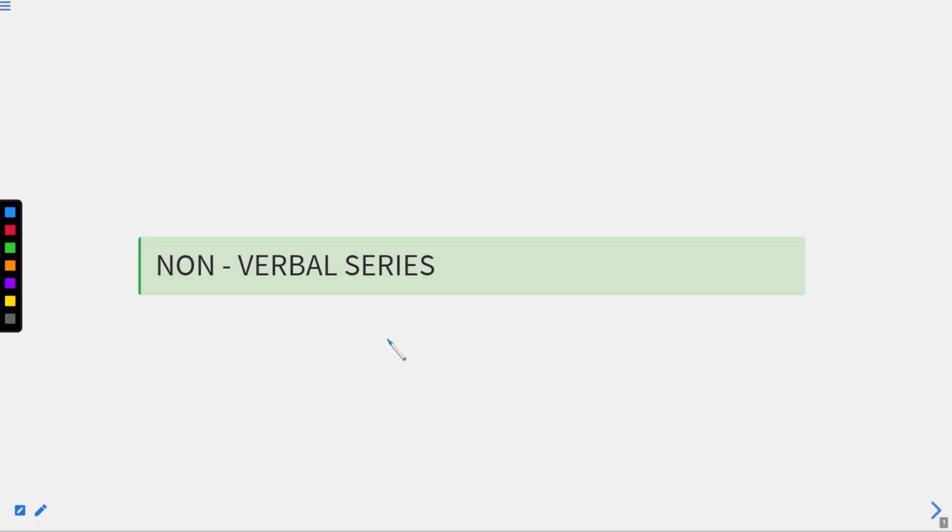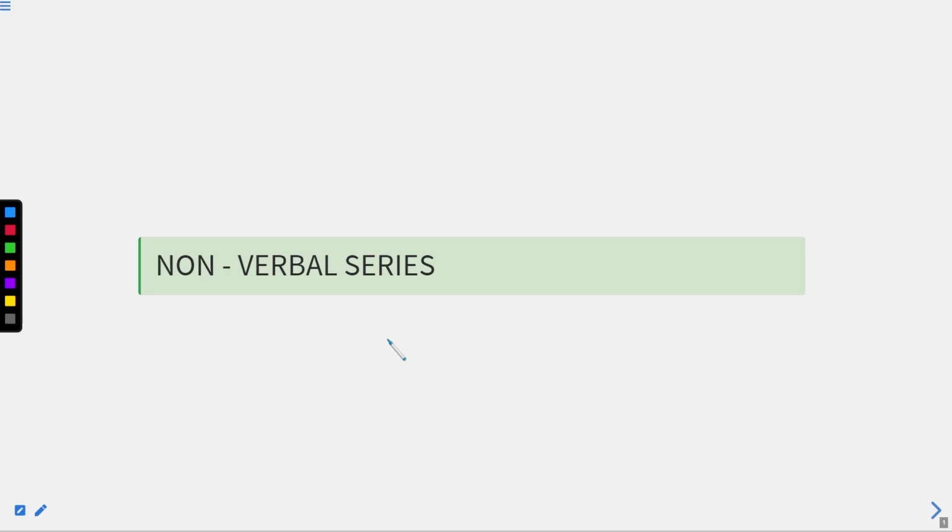Today in the series we are starting with a very new chapter, that is non-verbal series. In this chapter we are going to deal with multiple series which includes diagrams, different figures as well as number series including alphabets also, right? So in this chapter we are going to discuss four major types of classifications and I will be explaining each and every concept with the help of different questions, right?